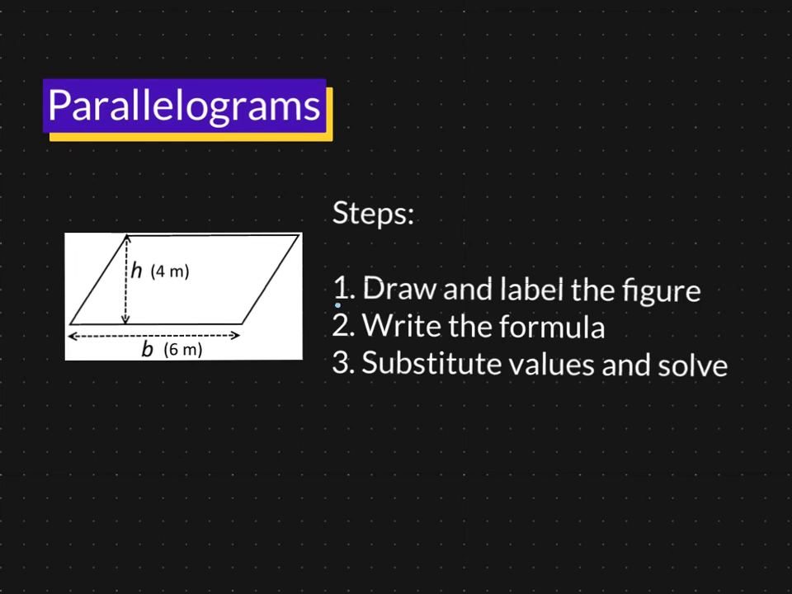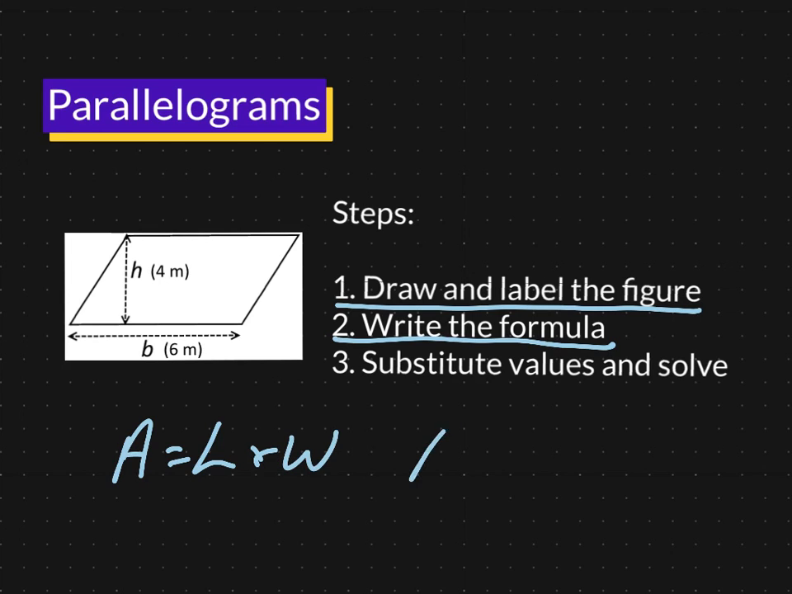The steps then to find area are as follows. First, draw and label the figure. Second, write the formula. So far we've seen A is equal to length times width, or area is equal to base times height. Then substitute the values and solve.